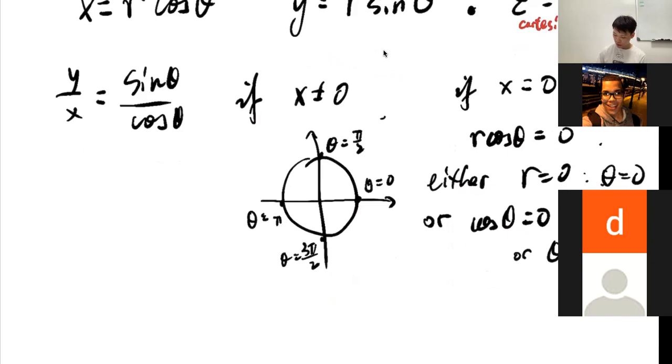So this one is if sine theta is greater than 0, and here is if sine theta is less than 0. Okay, so this is the special case when you have x equal to 0. So only these two points, or the origin, right?